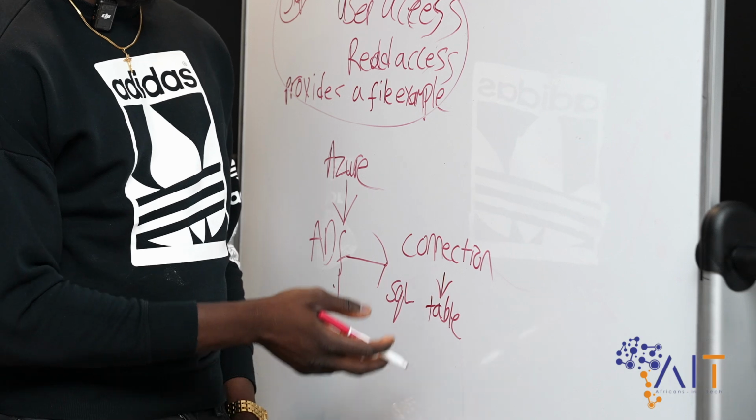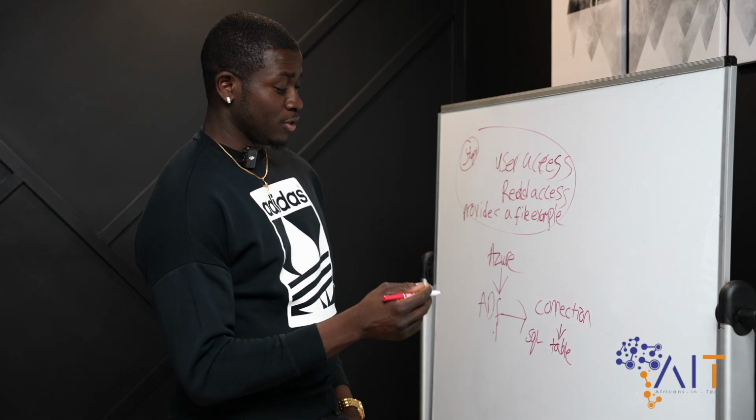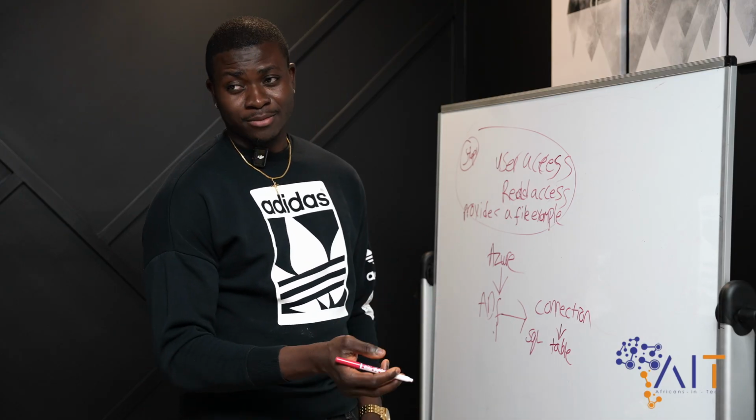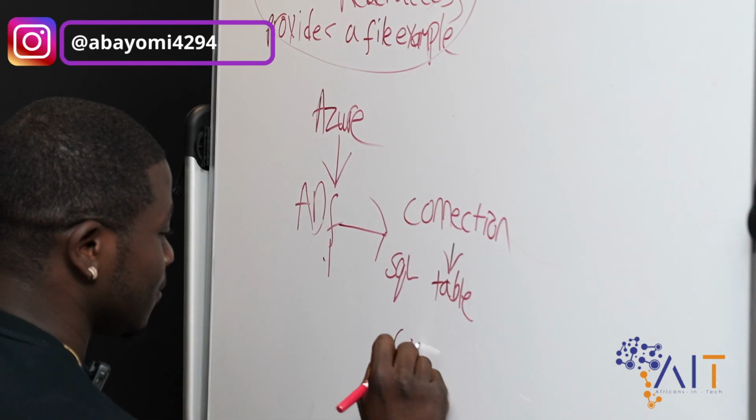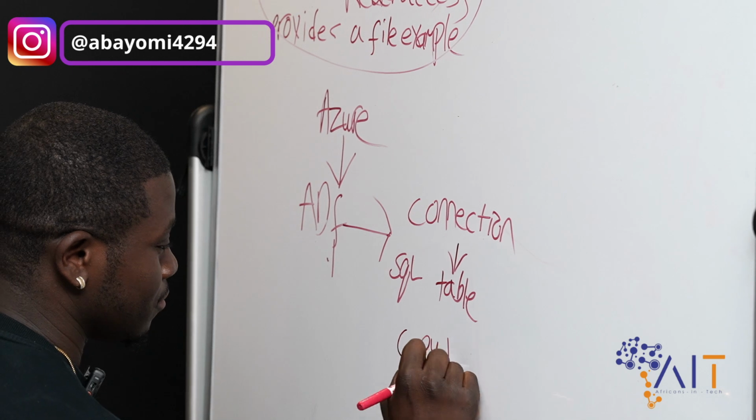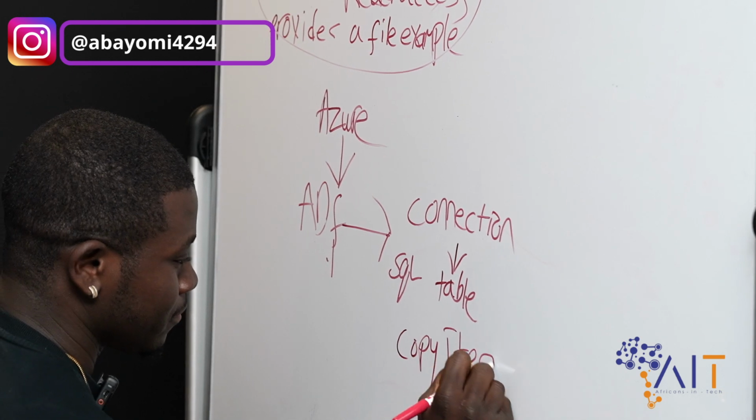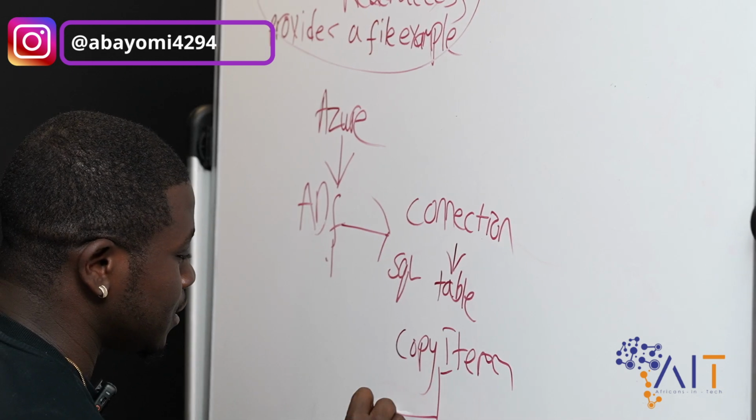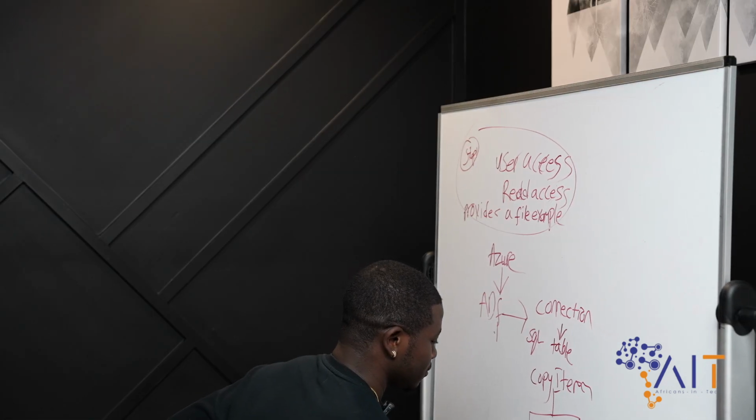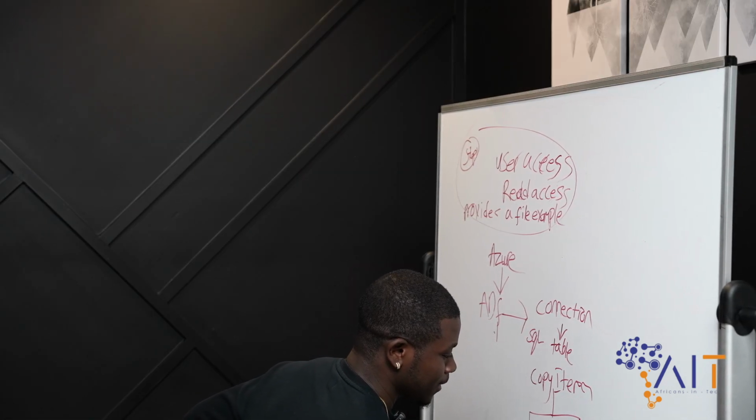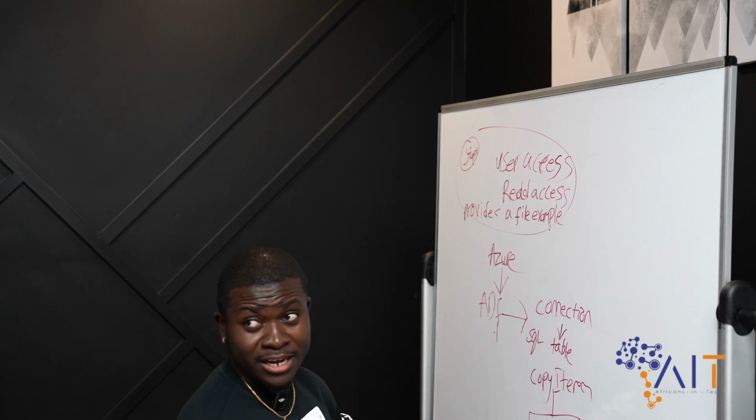So we get access to the SQL table. We verify, okay, the table is there. Now it's time to pull in the data. There are different ways to pull in the data. The simplest way is there's an option to do a copy item, which includes a source and a sink. And this is an ADF thing.